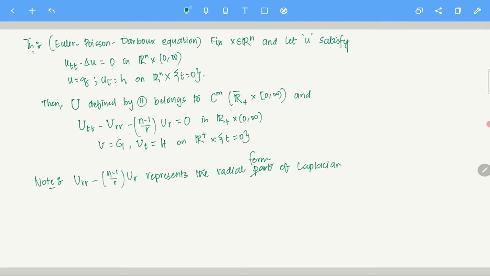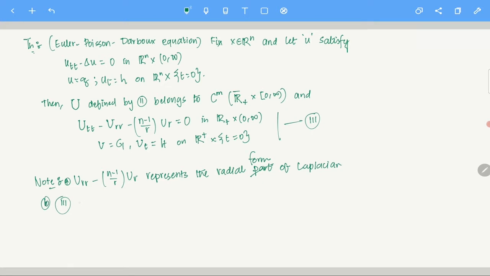So essentially this is a radial form, radial with respect to x, of U_tt minus Laplacian U equals 0, capital U of course. Okay, and this part is the radial part of the Laplacian. So in this sense, essentially this is a kind of wave equation. Okay, so this equation, let's call it 1, 2, 3, A, B.